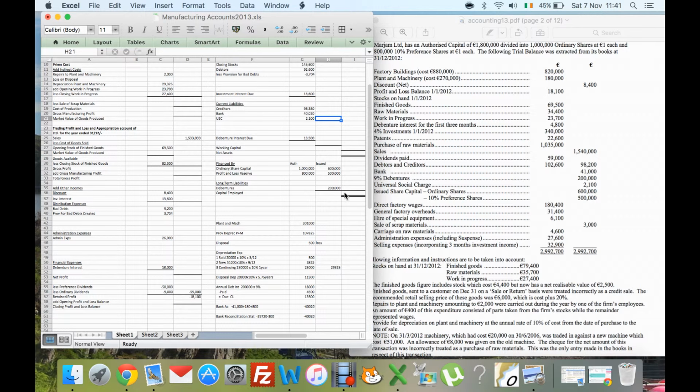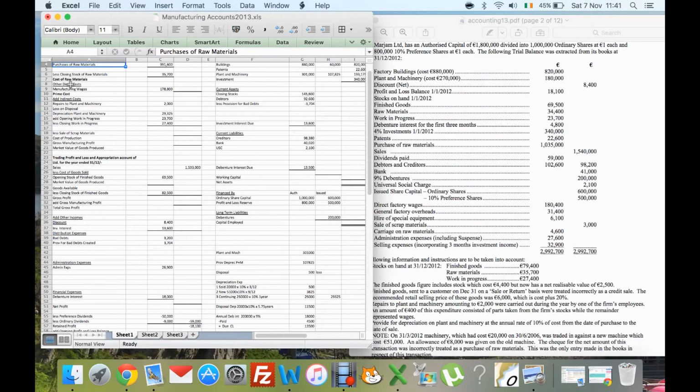Direct factory wages, 180,400. Just quickly checking, did I deal with those already? I did, so I've already adjusted those. General factory overheads, that would be indirect cost, 31.4. Okay, so we haven't dealt with that. Oh, we forgot to put our loss on disposal.